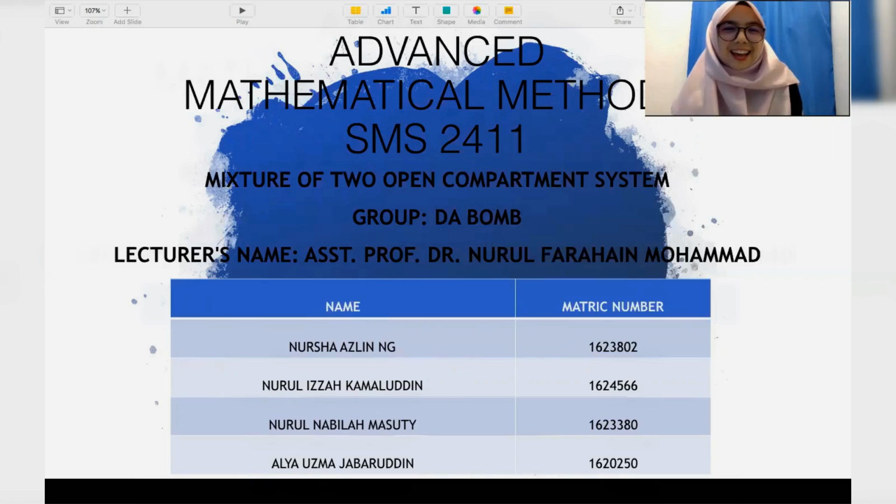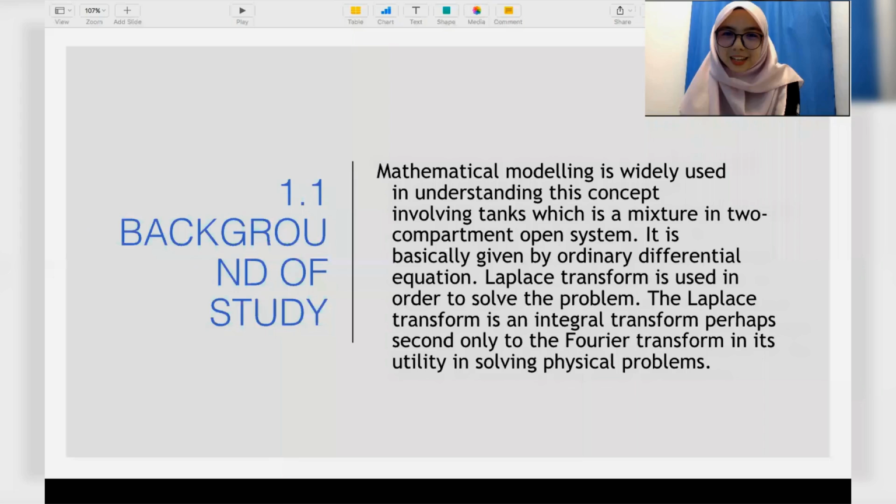Thank you for coming. Today we are going to discuss the mixture of two open compartment system. The first one is background study. Mathematical modeling is widely used in understanding this concept involving tanks, which is a mixture of two compartment open system. In order to solve this problem, we use Laplace transform.